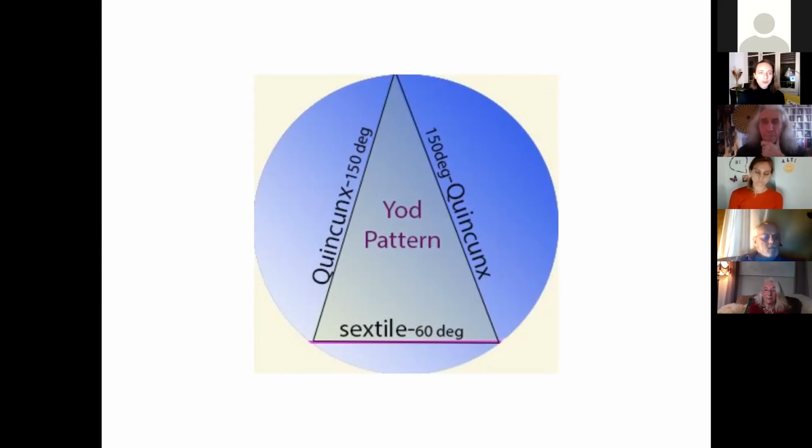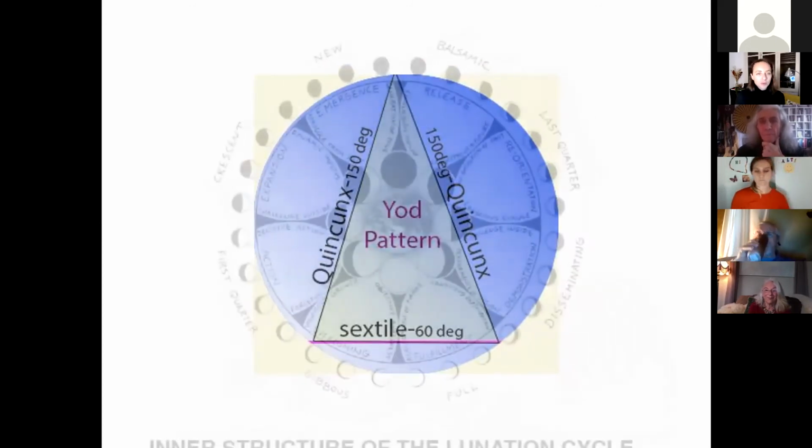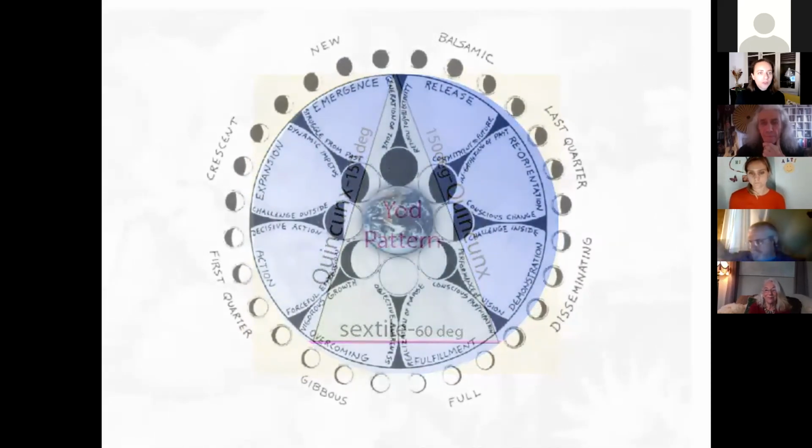Anybody else there? Can I just ask you in relation to this that you've just put up, because here the apex would be between emergence and release. Is that correct? Yes, that would be your new moon point. Okay.